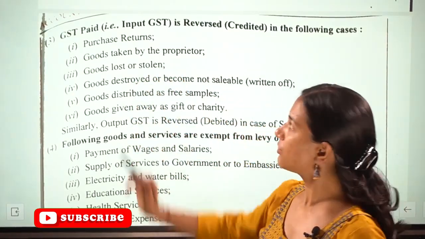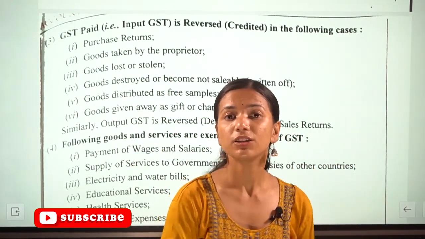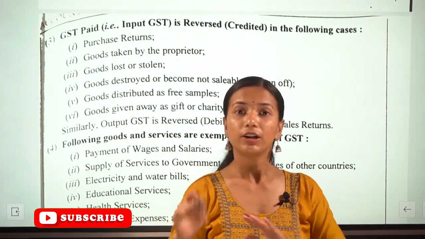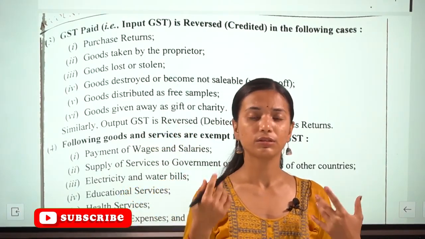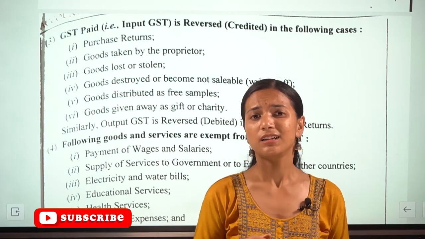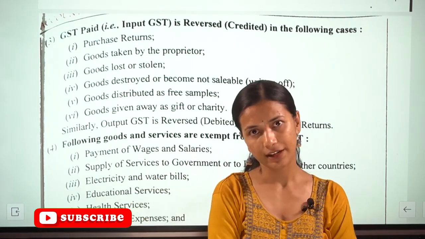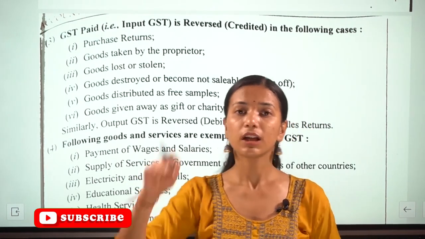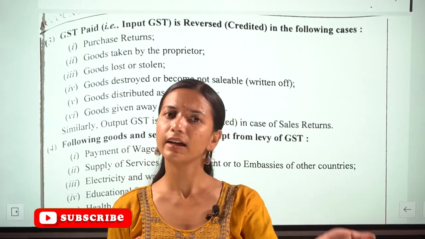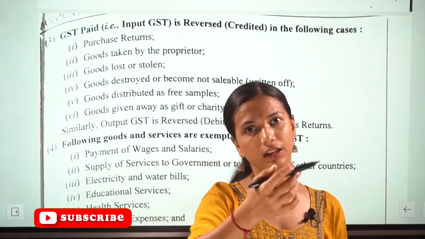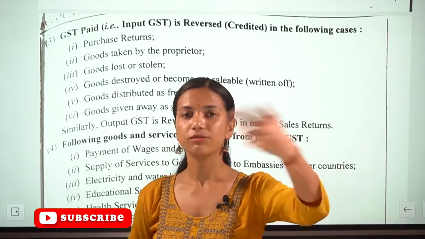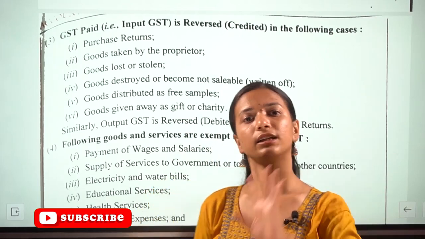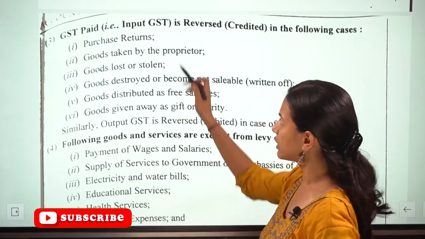What are those things? First is purchase return. Say you have purchased some items, for that you are paying input GST. Now, you don't want that item. You feel that the item is more than the required amount. So, now you want to return it. When you are returning, you have already paid the GST for that item. So, in that case the GST will get back to you, will be credited to your account again. So, that is the first.